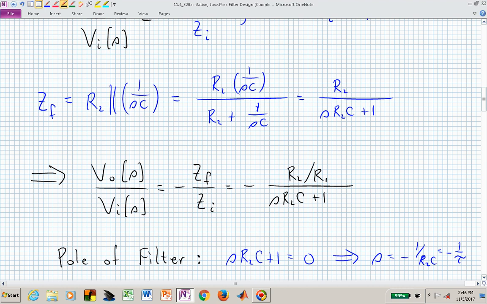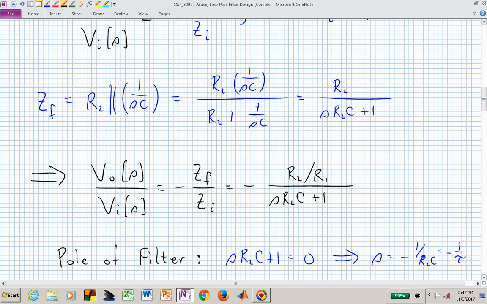Well, the pole, or poles, in this case we just have a linear polynomial in s, or an s to the 1 in our denominator, so we know we only have one pole. And the poles of our transfer function are those values of s that cause the denominator to vanish. In this case, if we solve that expression, s R sub 2 C plus 1 set equal to 0, for s, we see that the pole is at minus 1 over R sub 2 C.